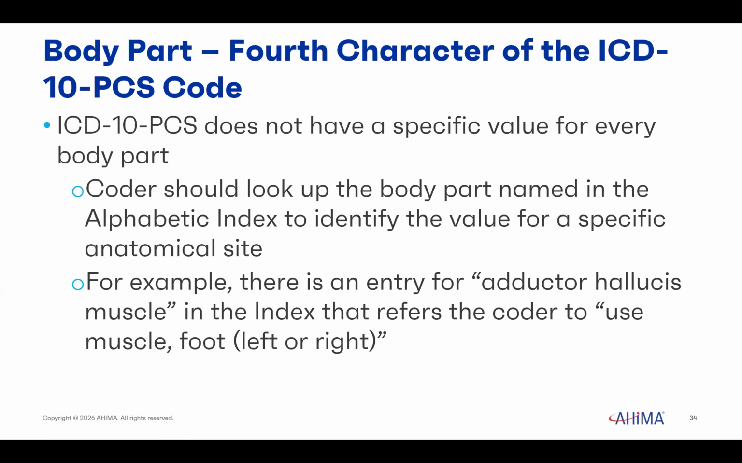And again, the coder should always look up the body part named in the alphabetic index to identify the value for the specific anatomical site. And again, here's an example. There's an entry for adductor hallucis muscle in the index that refers the coder to use muscle, foot, and then in parentheses, left or right.